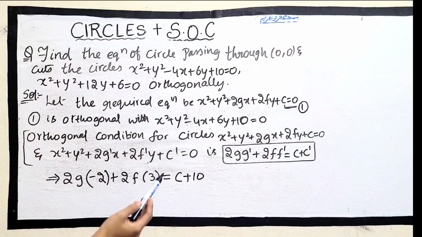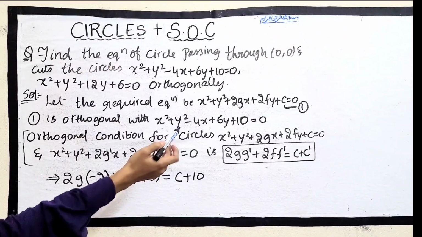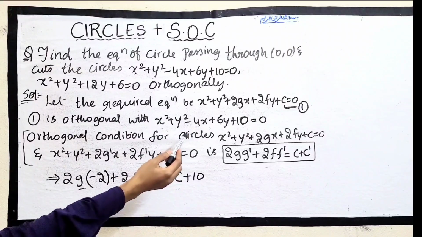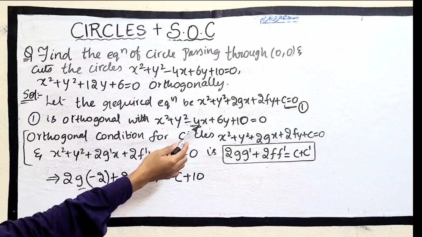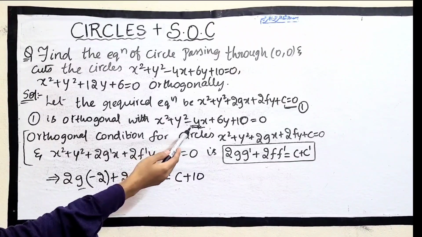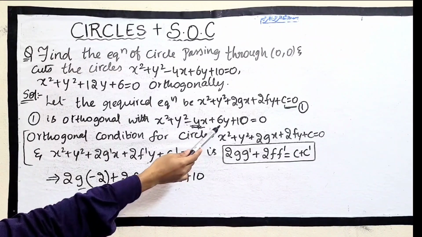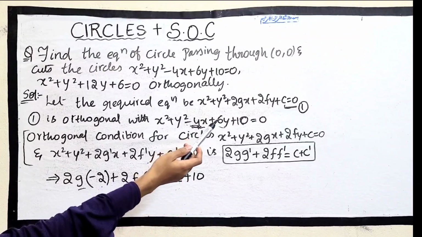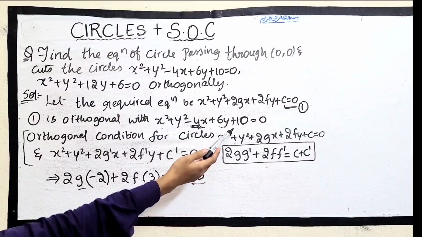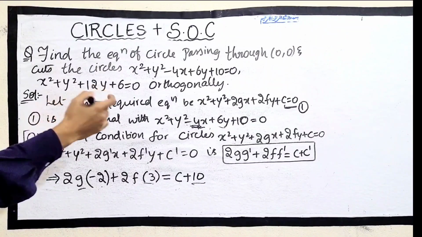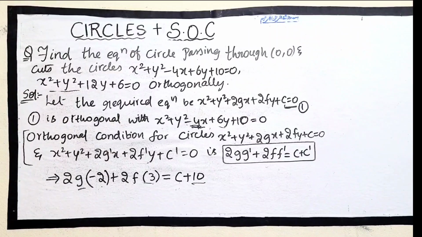Now just compare with the equations. Here g and f remain the same as in equation 1. In the second equation, the coefficient of x divided by 2, minus 4 divided by 2, is minus 2, and the coefficient of y divided by 2 is 3. Substitute g dash and f dash, and c is the same, while c dash is 10. So simply follow the same steps for equation 1 and equation 2.